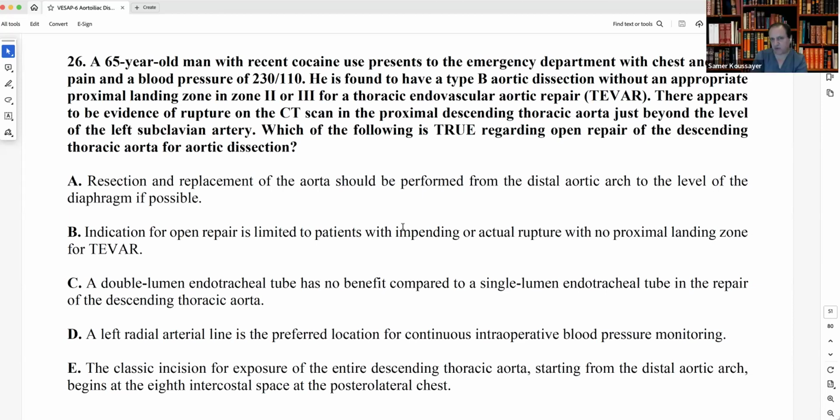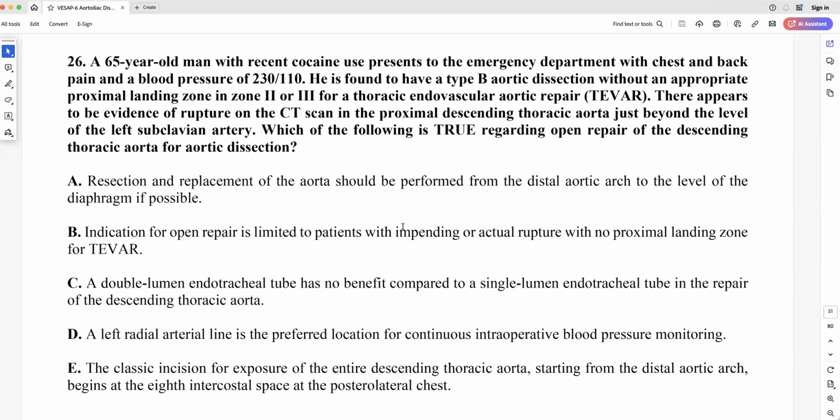It's not like you have time to do fenestration, or modified physician fenestration, or do a branched graft. So this kind of patient, you have to take them right away to surgery because you have no landing zone for TEVAR. This is the only indication to do it open. Otherwise, we also do a TEVAR, right?